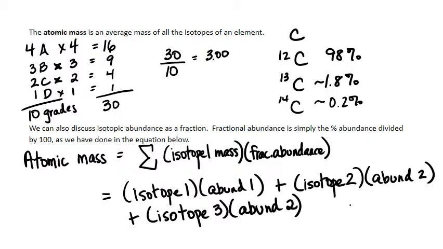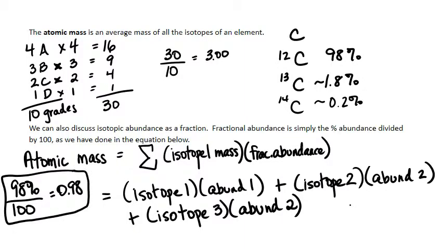It's just that we've taken that percent abundance and divided it by 100 to get a fraction, to get a number less than 1. So if I have 98% percent abundance and I divide that by 100, then I get 0.98, and that's my fractional abundance. Okay?